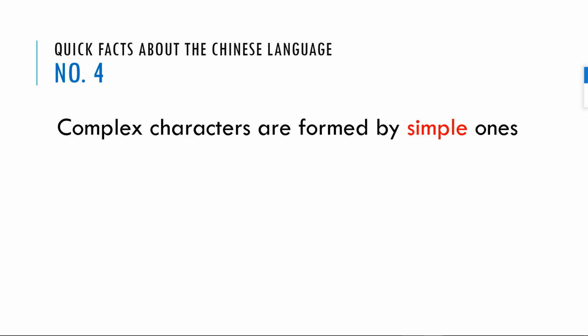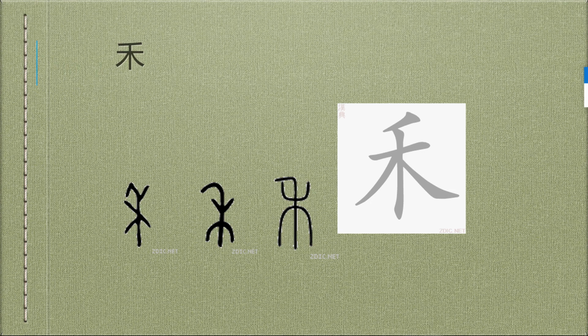Then the next fact about Chinese language is that although some Chinese characters might seem very complicated, they are actually formed by simple Chinese characters. It is, I think, the same with English, right? You have the roots, which form complicated words. Let's have a look. What do you think this Chinese character means? This is its original state. Actually, it means crop, like wheat, rice, things like that, right?